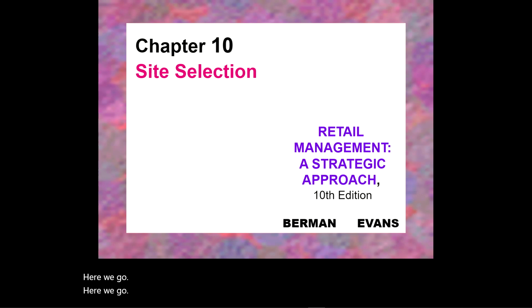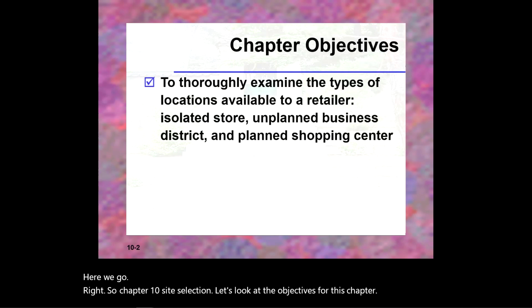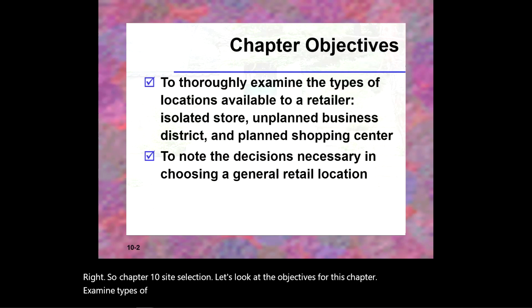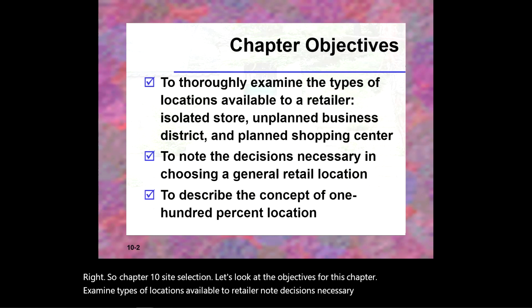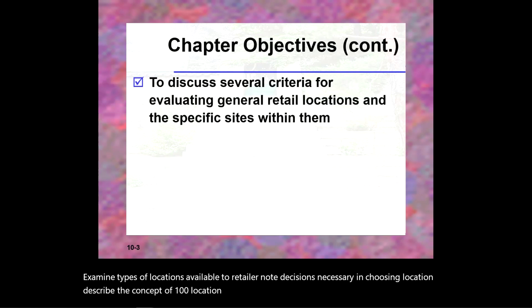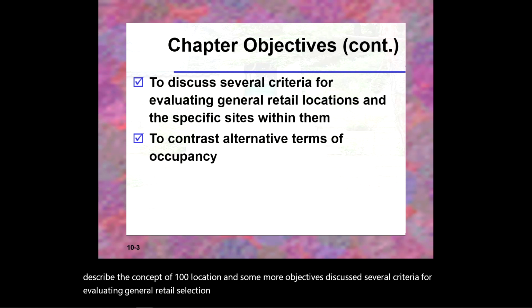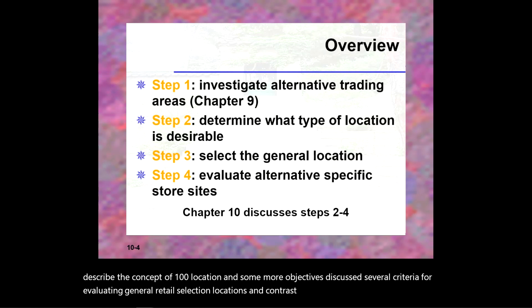All right, so chapter 10, site selection. Let's look at the objectives for this chapter. Examine types of locations available to a retailer. Note decisions necessary in choosing a location. Describe the concept of 100% location. And some more objectives. Discuss several criteria for evaluating general retail selection locations and contrast alternative terms of occupancy.